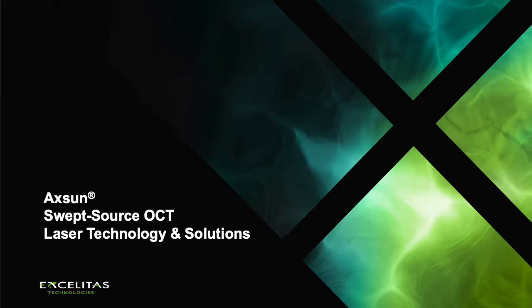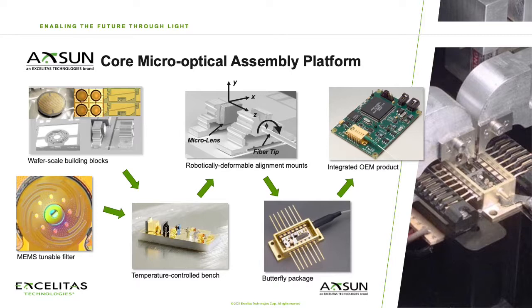Axsun was founded in 1998 with a telecommunications pedigree and was acquired by Excelitas in 2019. Axsun's core technology begins at the wafer scale with unique optical and optoelectronic building blocks, such as our MEMS-based tunable Fabry-Perot filter, microlenses, and semiconductor amplifiers.